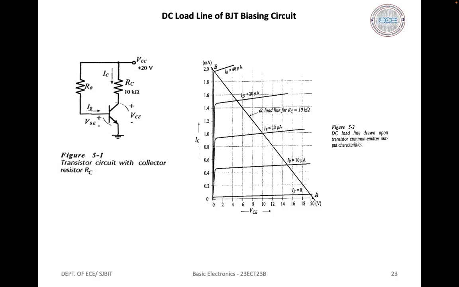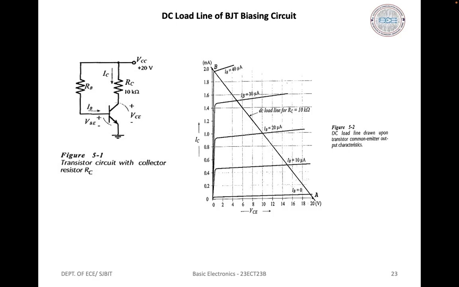The simple bias circuits are the least costly because they use the smallest number of components, but they are not as stable as more complex circuits. Coming to the DC load line and bias point, the DC load line for a transistor circuit is a straight line. That is drawn on the transistor output characteristics.